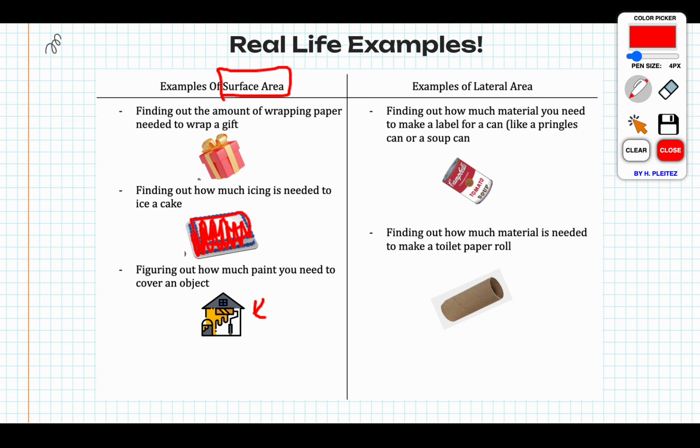Some examples of lateral area: if you want to find out how much material you need to make a label for a can, like Pringles or soup, they don't put a label at the top base and the bottom base. They only put a label around the lateral face of the can. So that is lateral area. And then finding out how much material is needed to make a toilet paper roll is another example of lateral area, because we're not putting that cardboard material in the circular bases.